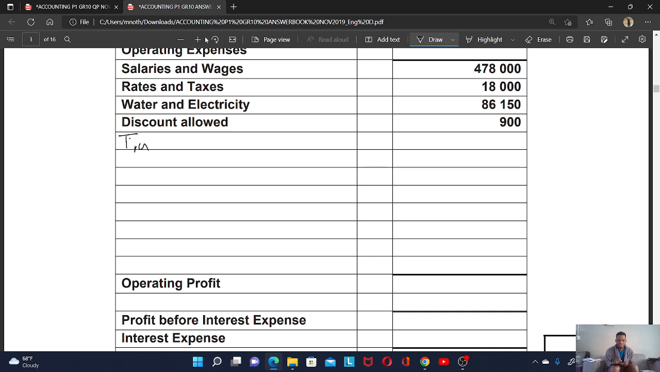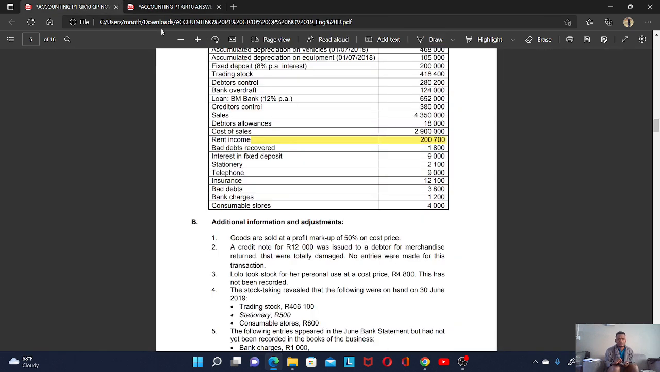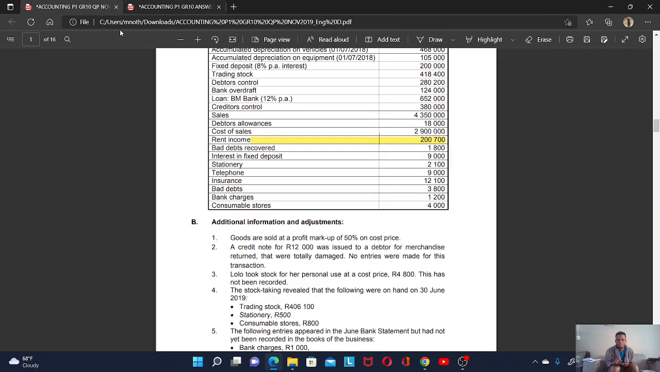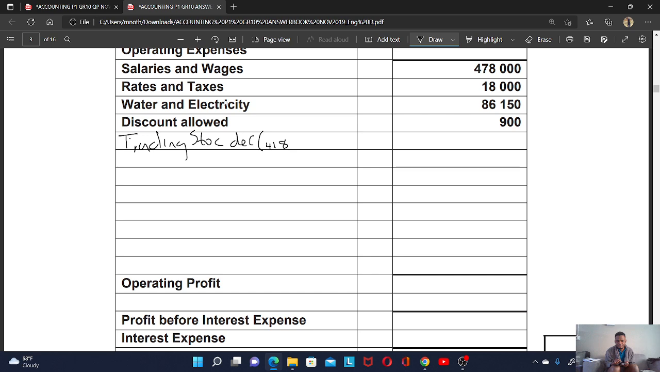We have a trading stock deficit here. So the trading stock is 418,400 minus 4,800.